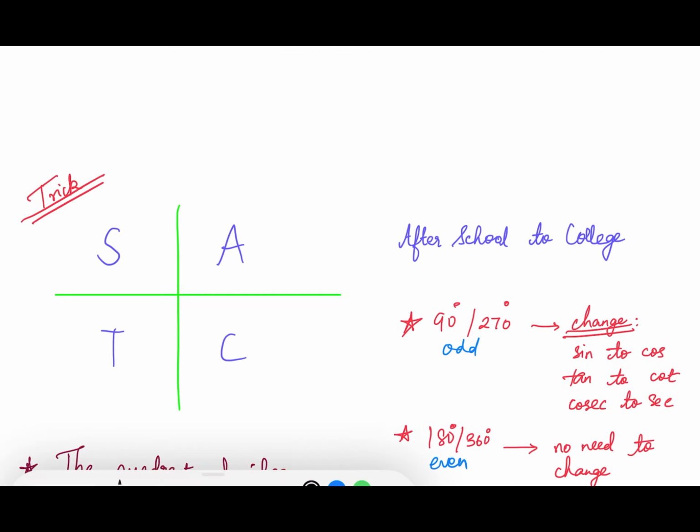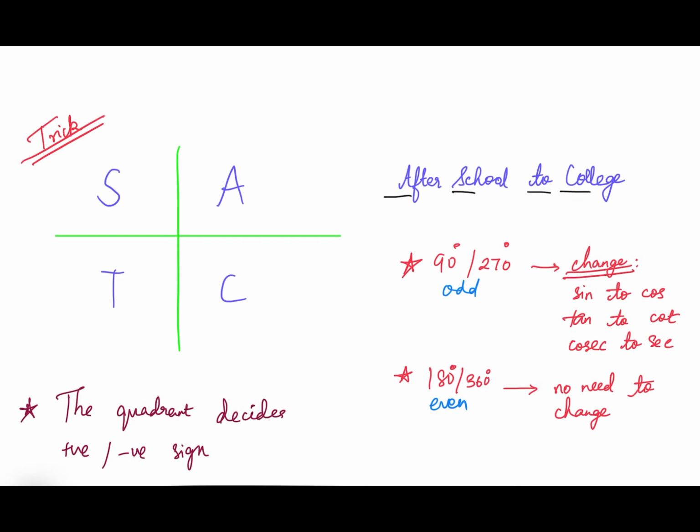Okay. If you see, you need to remember this. After school to college, that is ASTC. Okay, remember this very thoroughly. After school to college, which is ASTC. What does A stand for? A stands for all. S stands for sin theta. T stands for tan theta. C stands for cos theta. What is all? All means sin theta, cos theta and tan theta.